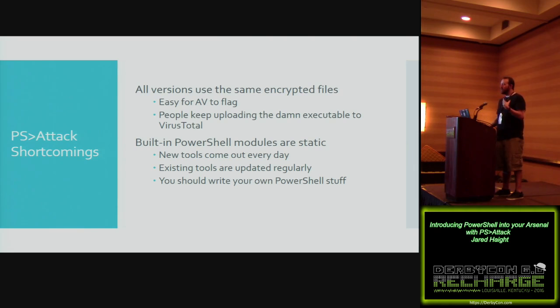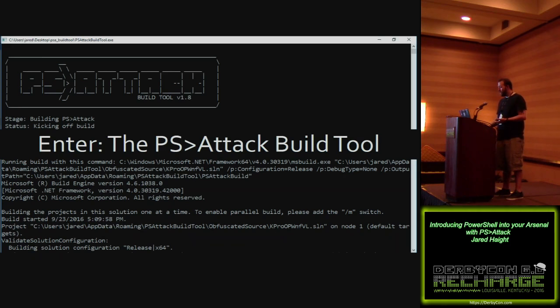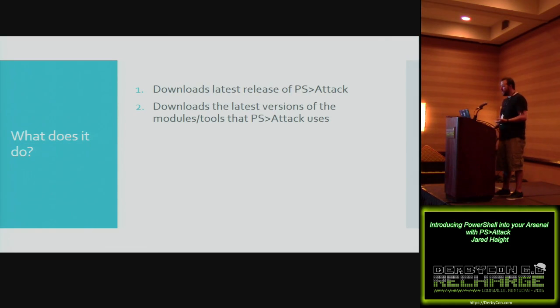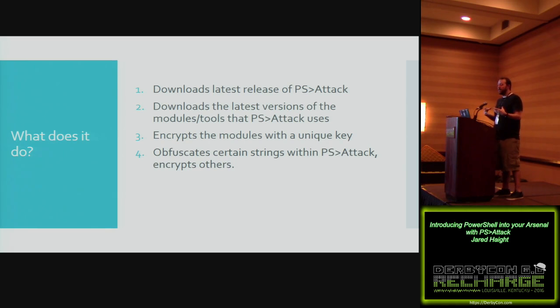So I created the PSAttack build tool. What the PSAttack build tool does is it downloads the latest release of PSAttack. It downloads all the modules and stuff that it depends on, encrypts those with a unique key, and then this is new. It goes through the PSAttack source code and looks for common strings like PSAttack and replaces those with random strings now. So kind of trying to get rid of the static signatures that AV might be picking up on. And then it compiles all this for you. You don't need a build environment. You just run the exe and it compiles everything for you. It's pretty great. And at the end, you get your own copy of PSAttack that is custom made for you.